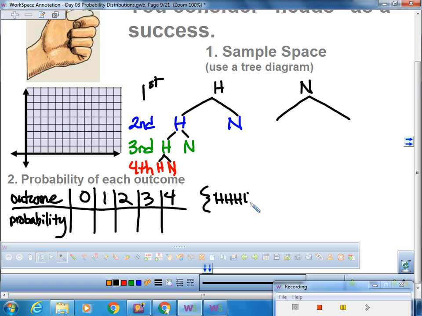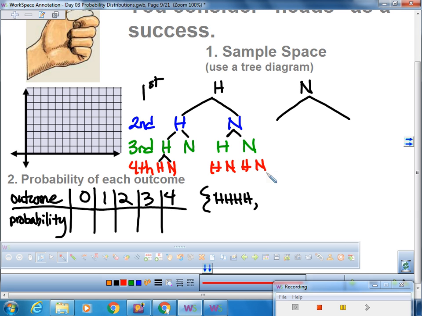So I got all four heads. 100%. All the rest of these outcomes, I have other choices. If I got all heads, I could have got no heads, and then I would have had choices of heads and no heads off of this one.